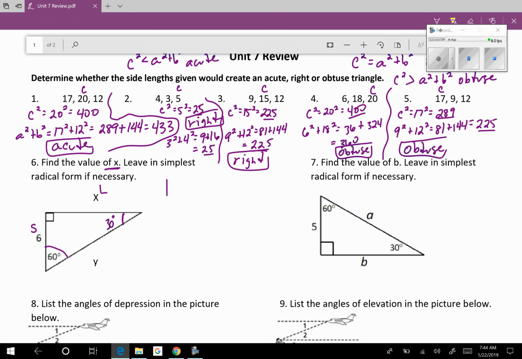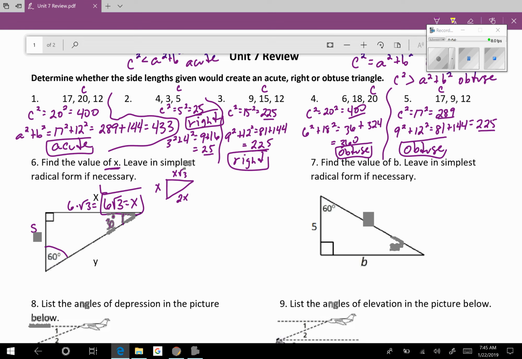So remember, on a 30, 60, 90, your short side is x, your long side is x times the square root of 3, and your hypotenuse is 2x. So we don't need to worry about y, we don't need to worry about the hypotenuse, all we need to worry about is the long side. So it's your short side times the square root of 3. So we have 6 times the square root of 3. And there's nothing special going on here, so it's just 6 square roots of 3. That's x. Okay, and y'all, on the test, it's exactly similar to this.